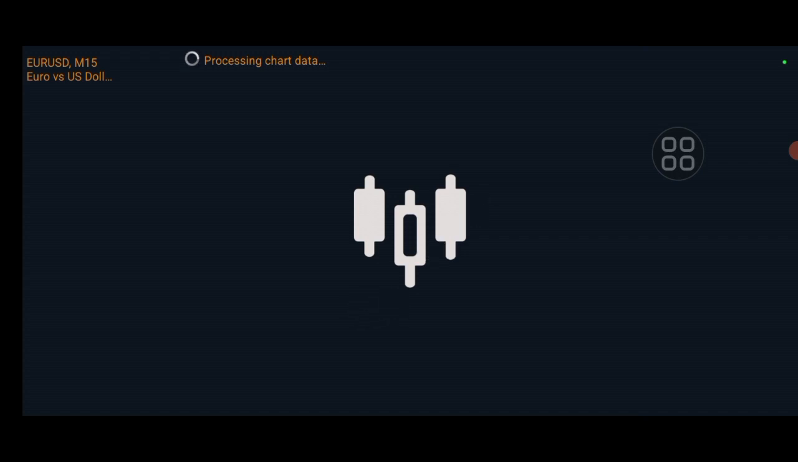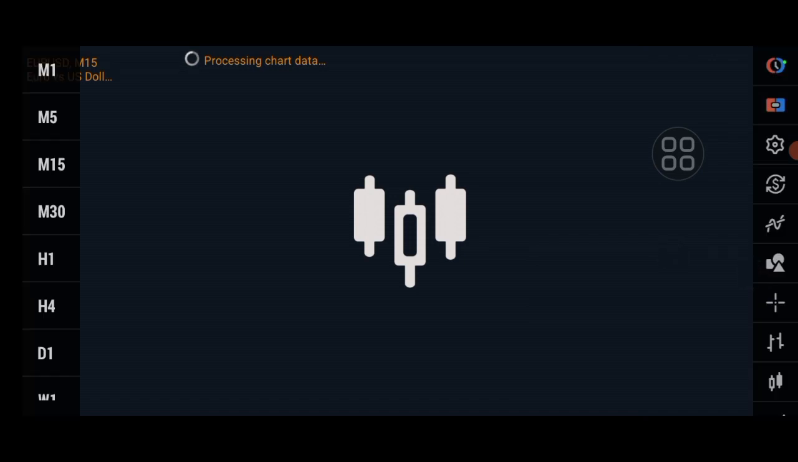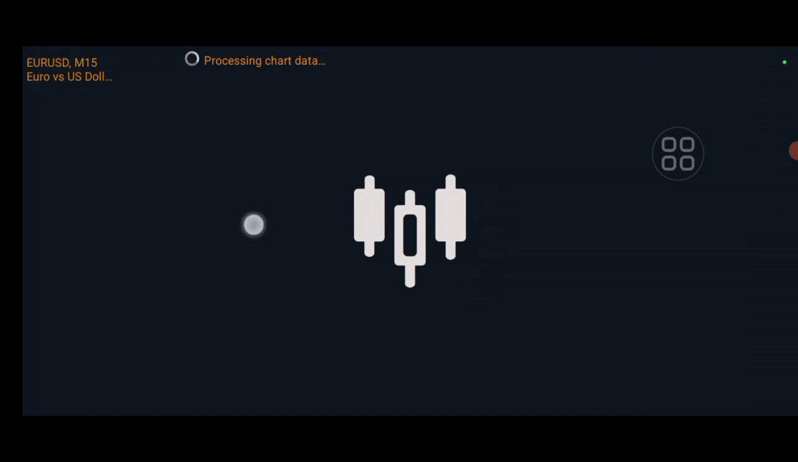Let this load so that I can show you some certain things that you will see before you are able to trade. The chart is not loading till now. Load.